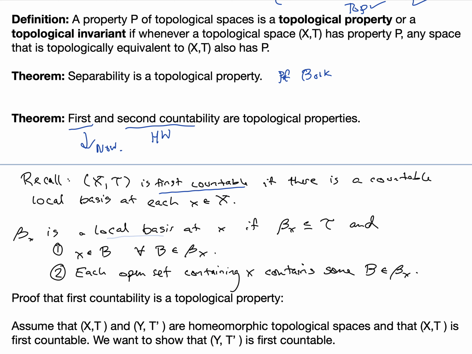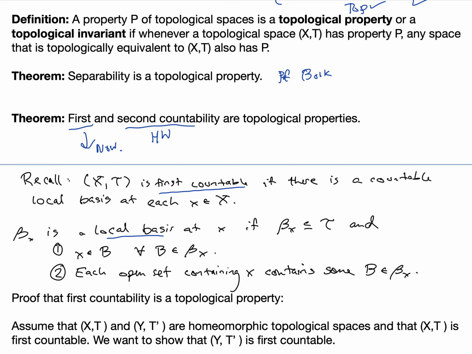Beta sub X is a local basis at X if, first, beta sub X is a subcollection of tau, that is, each element of beta sub X is an open set; and condition 1, X is an element of each basis element; and 2, each open set containing X contains some basis element as a subset.